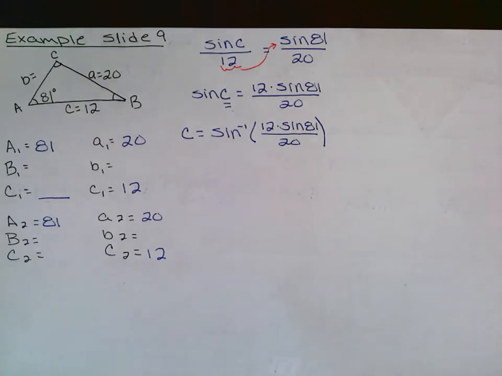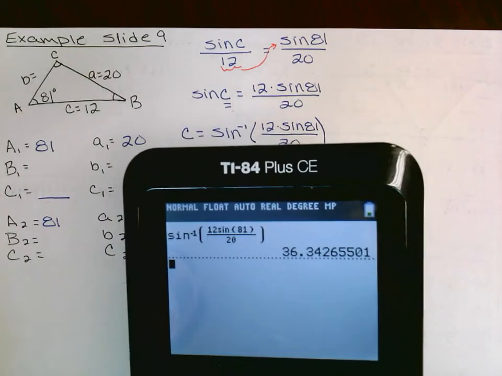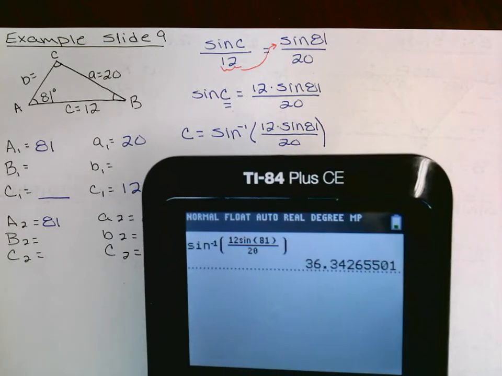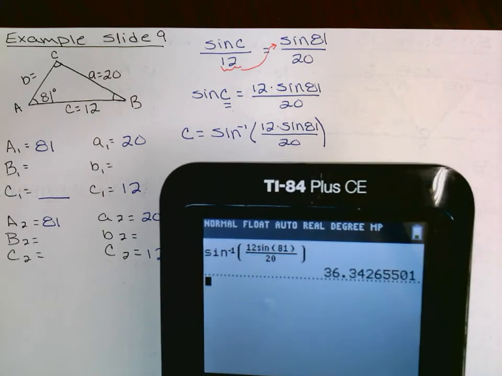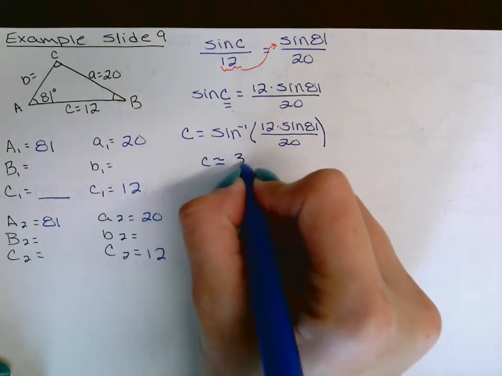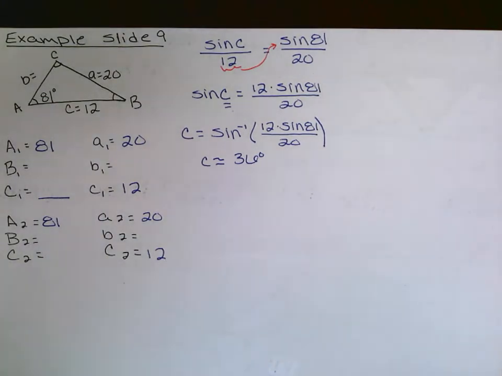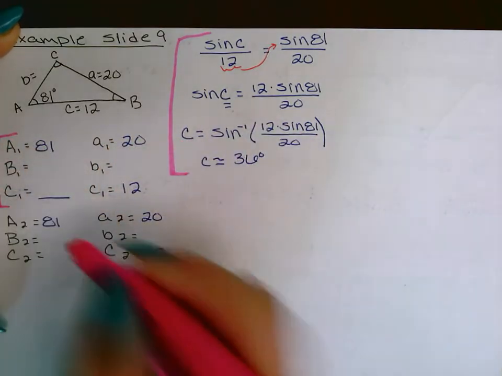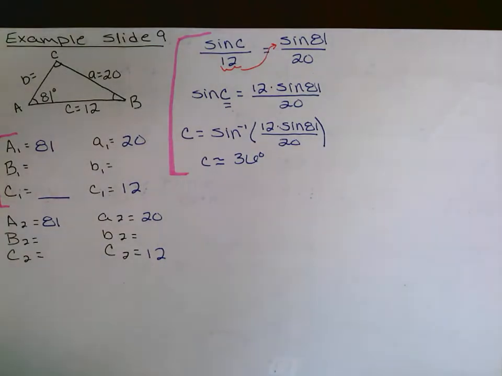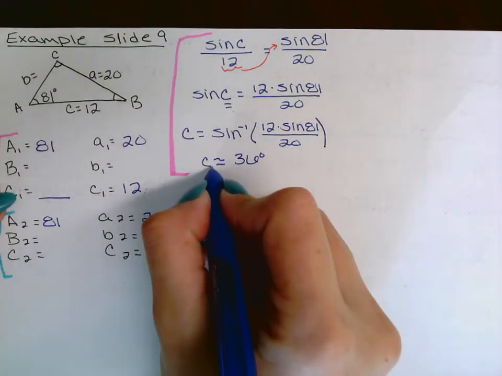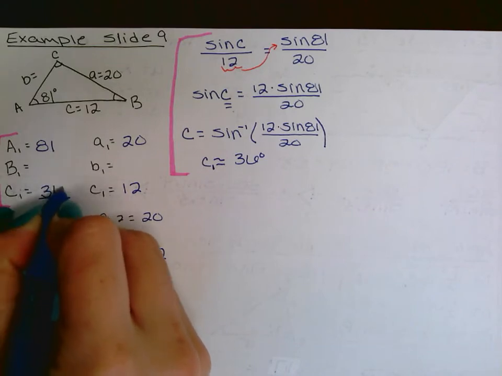And at this point, it is just going straight to your calculator. So when you plug that in your calculator, it should look something like this. And you get 36.34 degrees. I'm going to round that to 36 degrees. I like keeping my degrees as whole numbers, and then my sides, I'll put decimals. So I can say that C is approximately 36 degrees. Now I'm going to start color coding for you, okay? Anytime I'm working with the first triangle, I'm going to put it in pink. And when I work with the second triangle, I'm going to put it in blue, just so you can follow along. Another way to keep track, if you're not a color coder: I just found C1, so I'm going to put a little 1 next to that C.